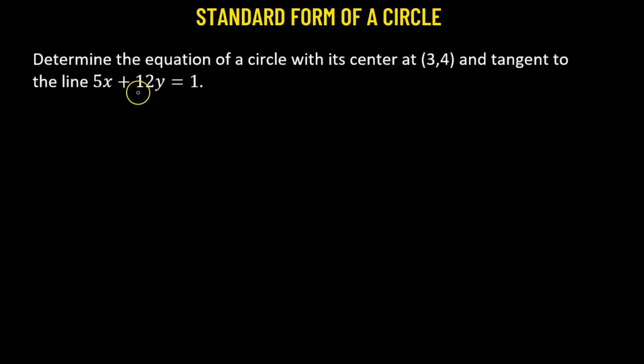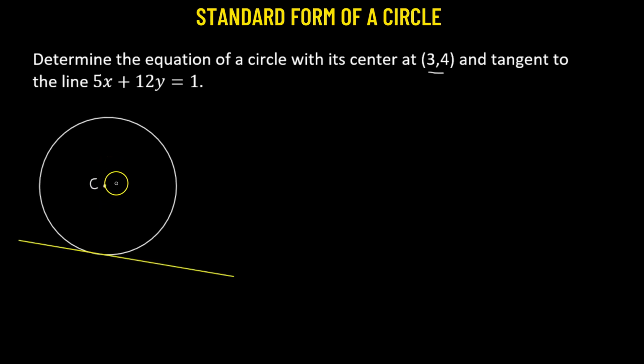So here in this problem, we need to determine the equation of a circle whose center is having the coordinate (3, 4) and it is tangent to a line with the equation given by 5x + 12y = 1. Now let's try to graphically understand the problem.